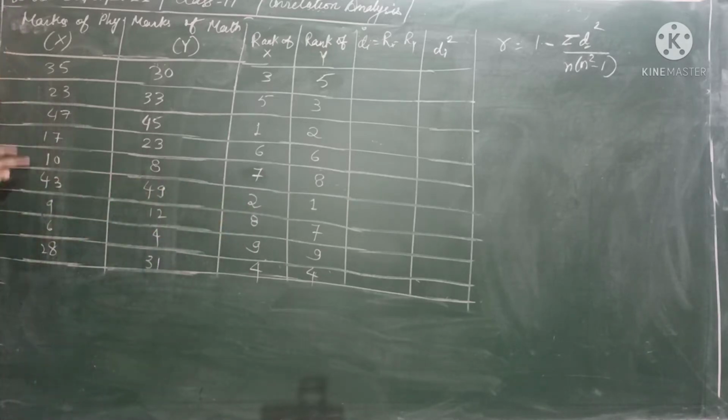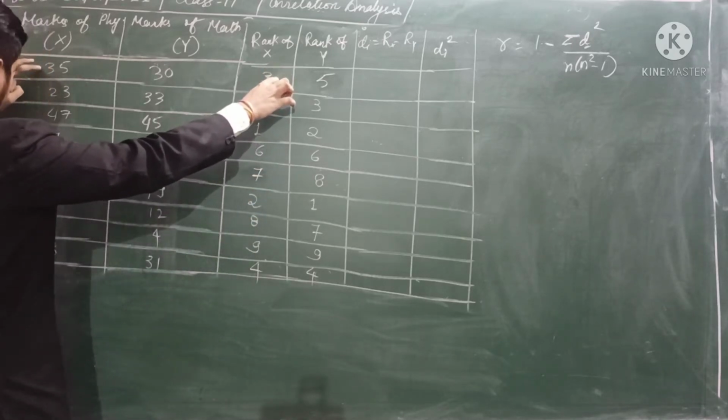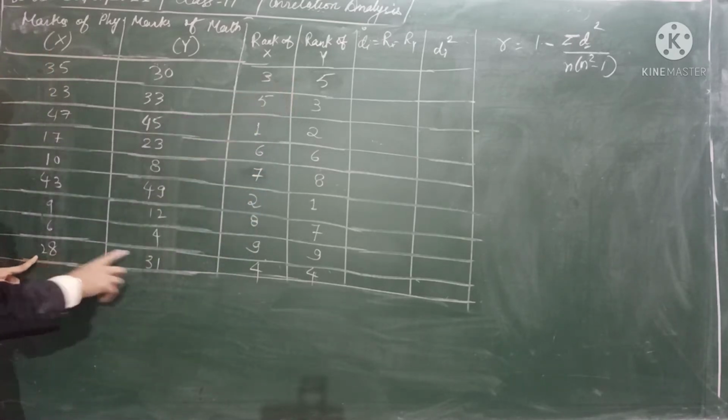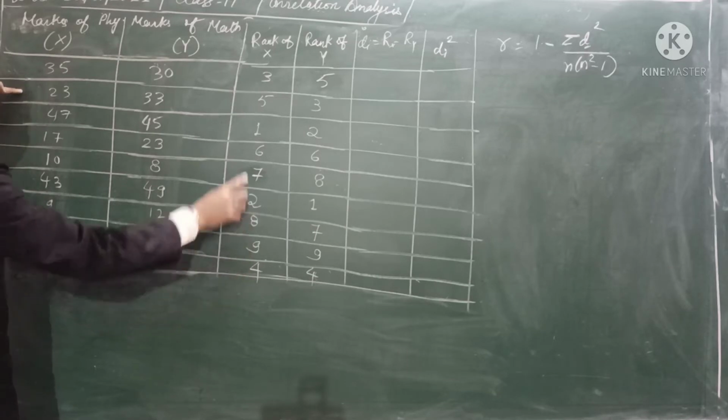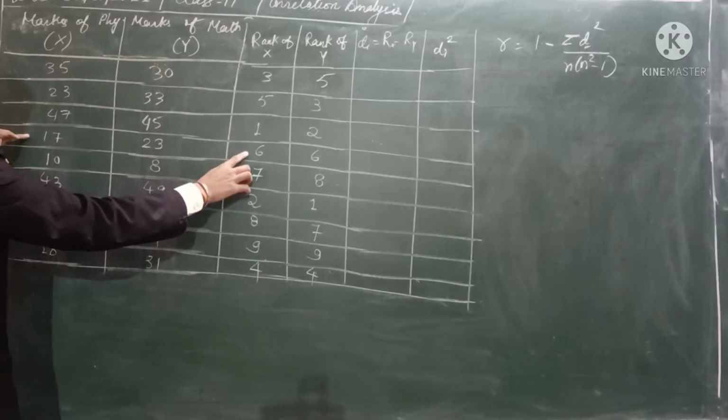Then comes 35, so 3. Then comes 28, so 4. Then 23, 5. And then the next one is 17, which we gave 6.